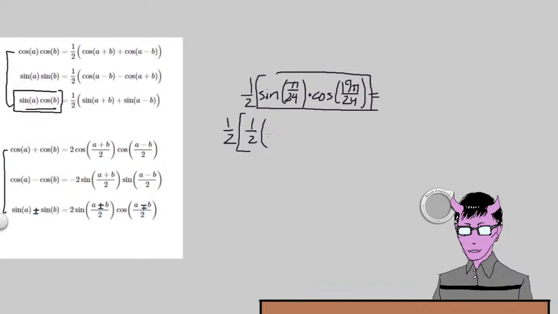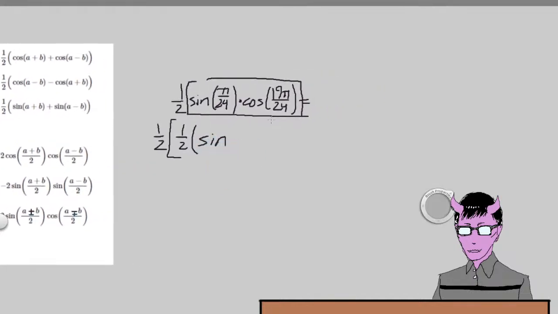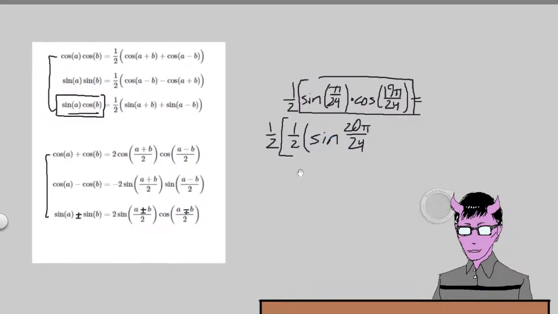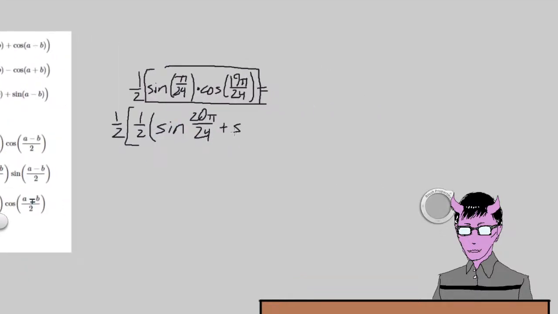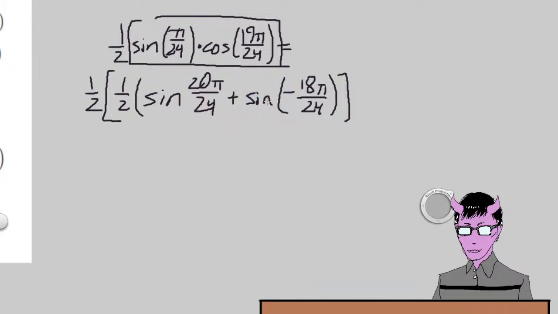Alright, we'll do sine of a plus b. Thankfully they're already matched up. So 1 plus 19 is 20. And then plus sine of the difference of the arguments. So this one minus that one. So 1 minus 19 is negative 18. Close brackets. Now let's just get to simplifying.